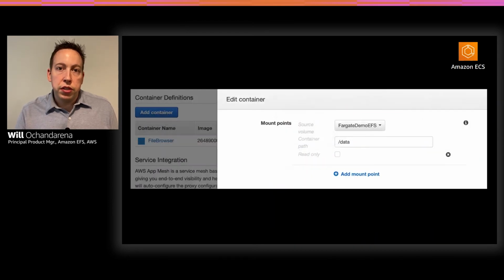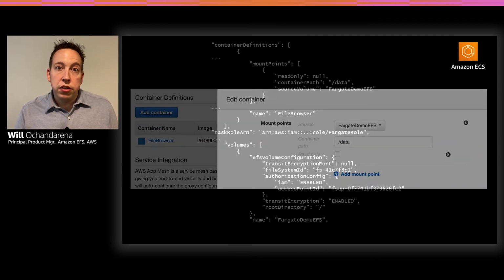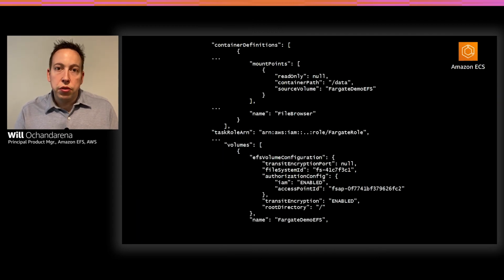Then you would simply go into your container configuration and reference that volume that you just configured and say where inside that container you want your file system to be mounted. After that, you're done, and you can just launch your container and it will use EFS. Here's an example of what the container definition would look like once you go through that process. You can see here that there's a volume set up with EFS volume configuration and all the choices that we made, and that is referenced in the mount points of the container definition.